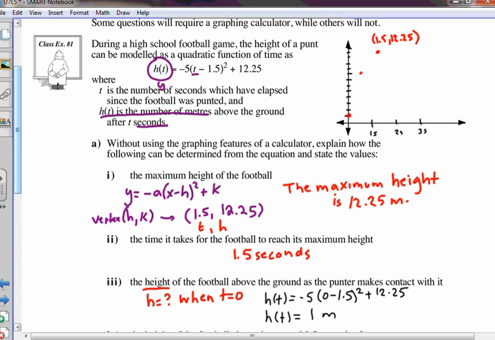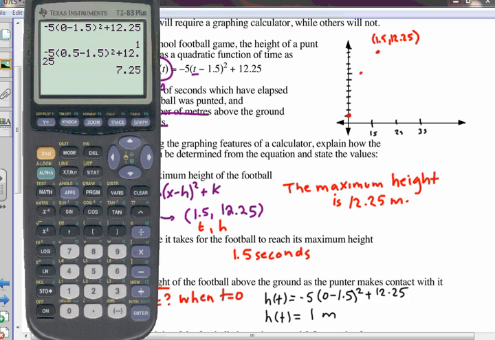Okay, so let's graph the rest. Go to your y equals. Let's plug in our equation. Okay, so negative 5, and the key here is to use the very similar windows that we have made. Negative 5, can we actually type t? Or what are you going to push? X. X minus 1.5 squared plus 12.25.